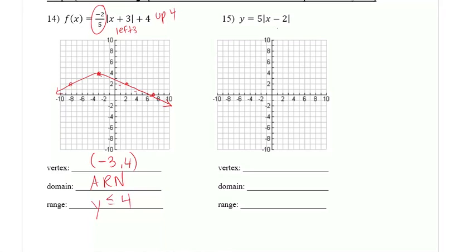In number 15, that -2 on the inside tells us to go right 2, and there's nothing at the end, so our vertex is 2, 0. Our slope is 5, so we go up 5 and 1 over. It's going to be a very skinny graph. Put our arrows on. Our domain, once again, is all real numbers. And our range here, our y's, have to be greater than or equal to 0.